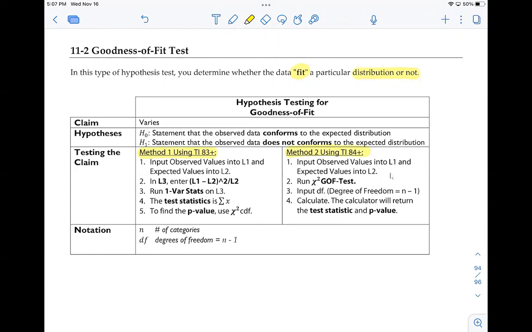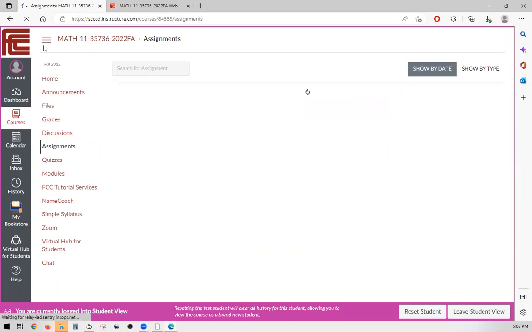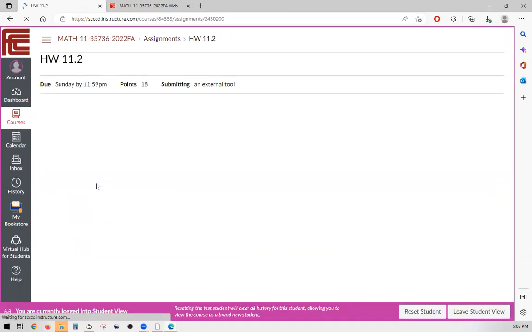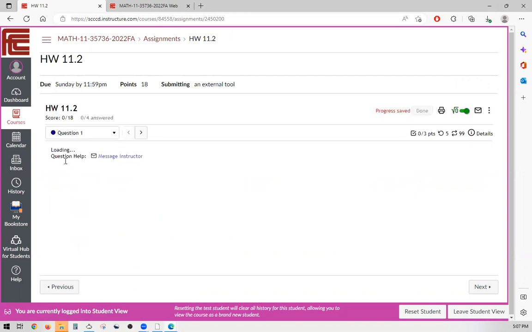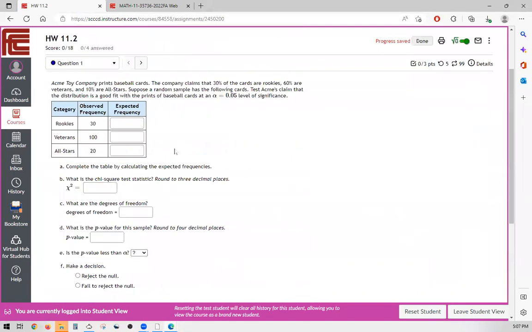All right, so let's go ahead and jump right into a problem. See what we have here. When you're on Canvas, you want to go to assignments and then 11.2. Let's go ahead and look at two problems, question 1 and question 2.